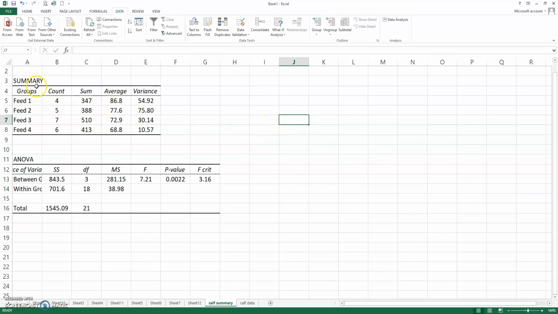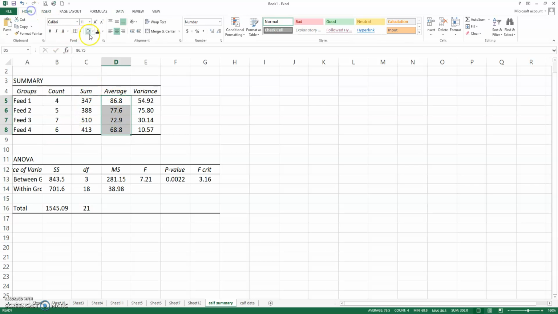Let's take a moment to understand what we're looking at. Here are the different treatments, feeds or diets, with the number of calves in each and the average weight gain. For feed system 1, the average weight of the calves is 86.4 kilograms. Feed 4, not as much, 68.8. We know that there's a mathematical difference, but what we are concerned about is whether there's a statistically significant difference between any of these feed systems.